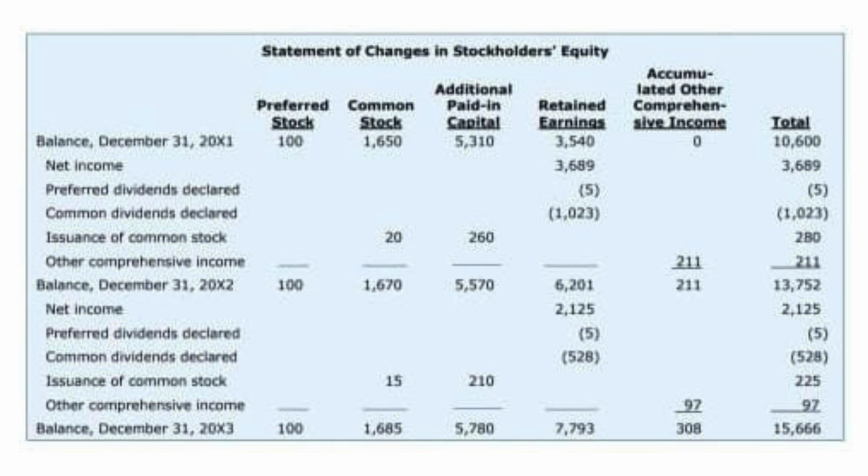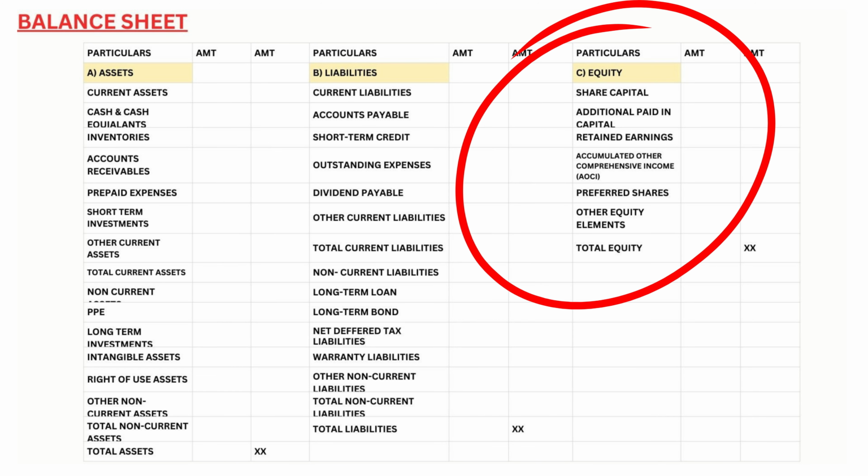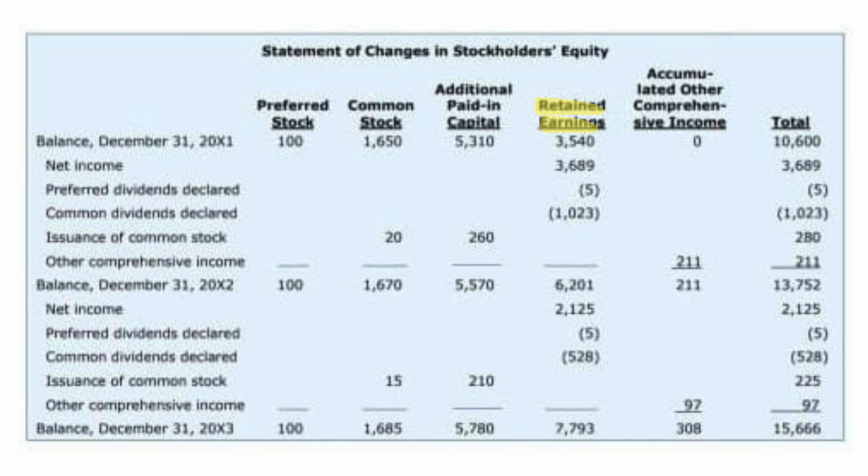Now, here is the important connection. The ending balance of each account in this statement is reported again in the equity section of the balance sheet. For example, let us take retained earnings. Here in this statement, the company began the year with retained earnings 3,540. During the year, it earned profit, that is 3,689, and declared dividends, preferred dividend 5 and common dividend, 1,023.